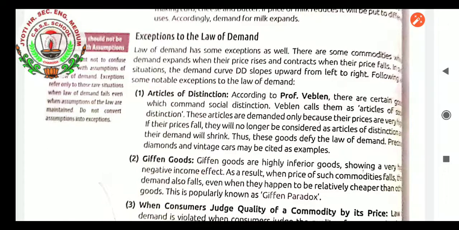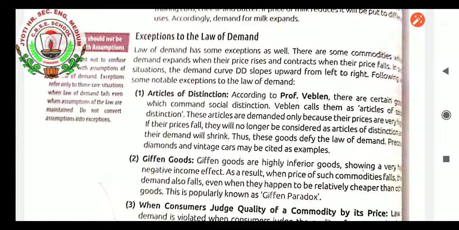So, regarding articles of distinction, these are exceptions, since the law of demand otherwise always holds. As the price of a good falls, the demand will increase. If the price increases, the demand will fall. That is the law of demand. But there are some exemptions, like rich income group people. They will not reduce consumption whether their income increases or decreases. Their consumption is always the same.